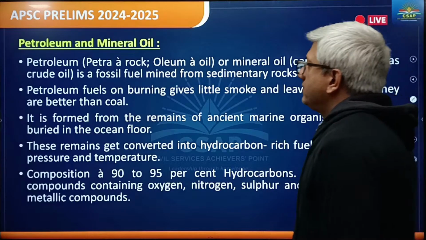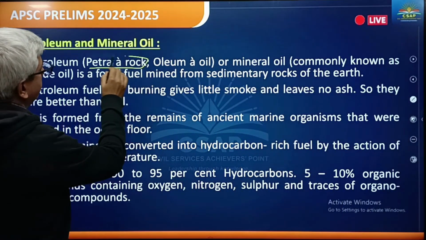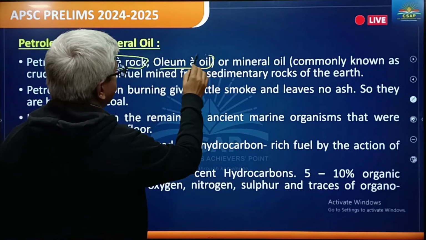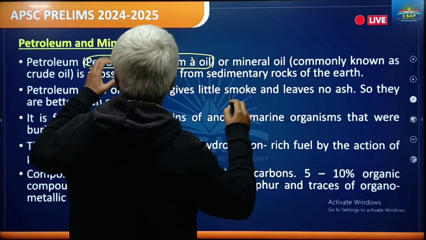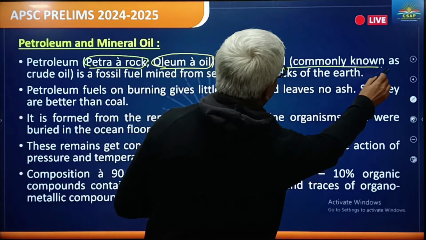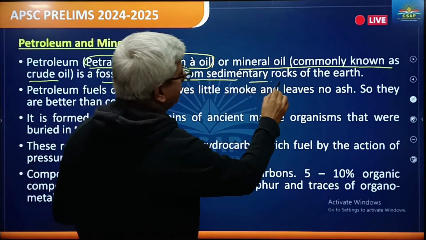So let's talk about petroleum and mineral oil. Petroleum: petra is a rock, and oleum means oil. So it is the oil which is found between the rocks, that is in sedimentary layers, and it is called petroleum. Mineral oil, commonly known as crude oil, is a fossil fuel mined from sedimentary rocks of the earth.